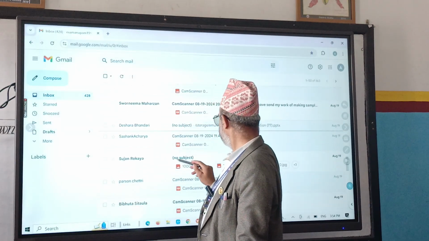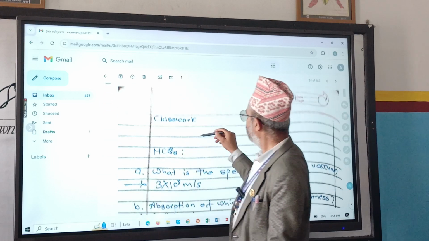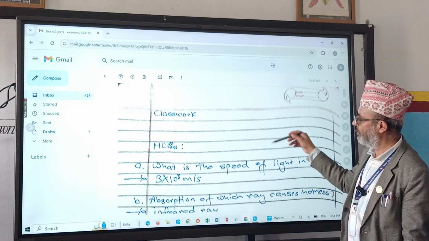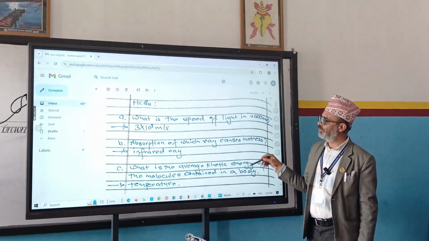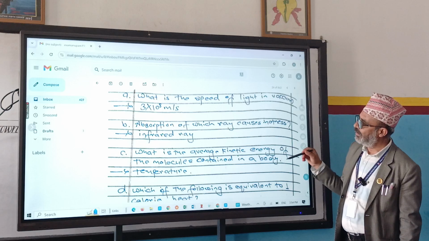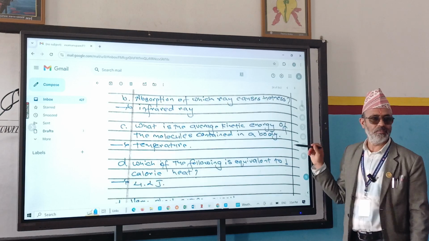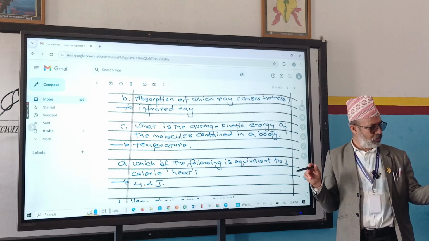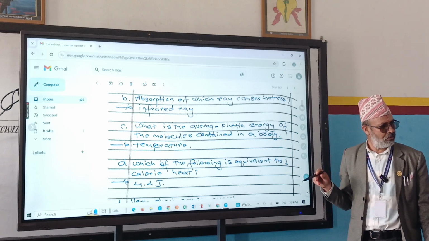Now after Sasank, let me see here. Sujan Rokaya absent, even though we'll see. Susan Rokaya. Okay, what is the speed of light in vacuum? 3 times 10 to the power 8 meter per second. Right or wrong? Absorption of which ray causes hotness? Okay, this question is repeated also, right? My goodness, I'm confused.